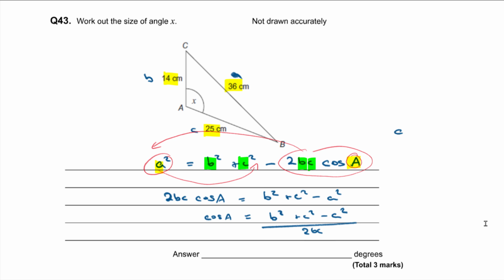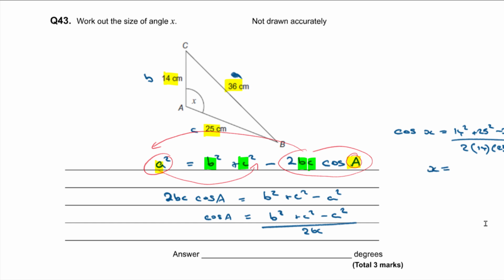So cos A is x, that's the thing I want to find. B squared, 14 squared. C squared, 25 squared. A squared, minus 36 squared, over 2 B, 14, C, 25. Okay, so I could type all that in one go, I think, into the calculator. So let's get the fraction key up. Actually, we want the inverse cosine of this as well, don't we?